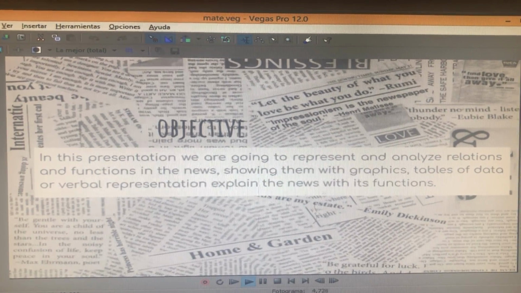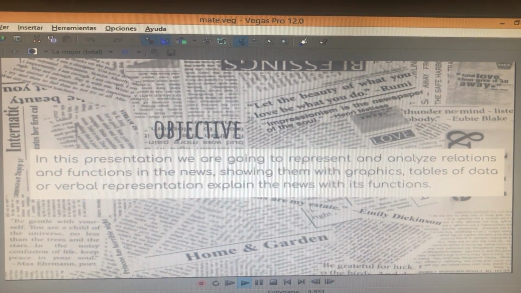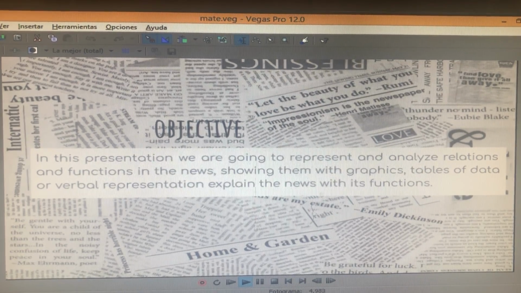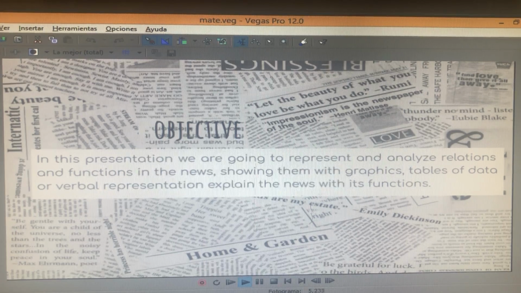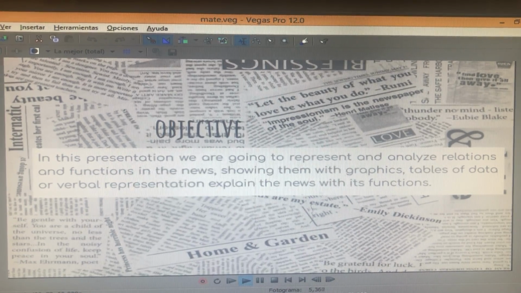Objective. In this presentation, we're going to represent and analyze relations and functions in the news, showing them with graphics, tables of data, or verbal representation, explaining the news with its functions.